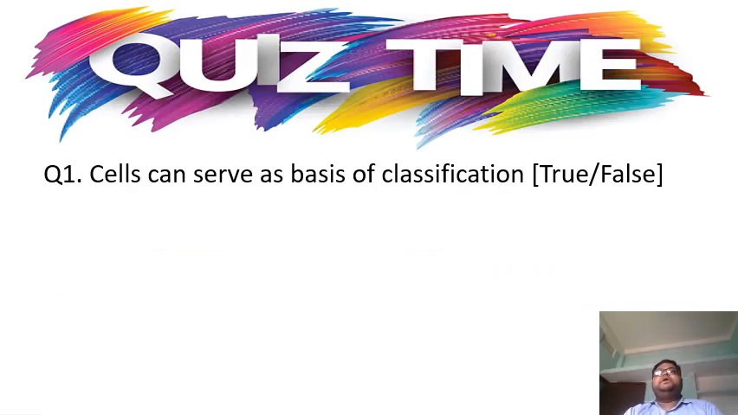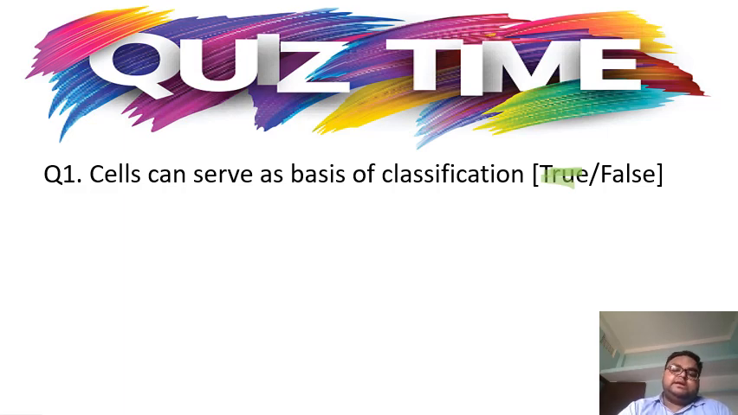So there is a quiz for you. The question of the quiz is: cell can serve as a basis of classification. Is this statement true or false? Yes, students? Right. So this statement is true because we saw that not only the number of cells but also the type of the cell serves as the basis of classification.